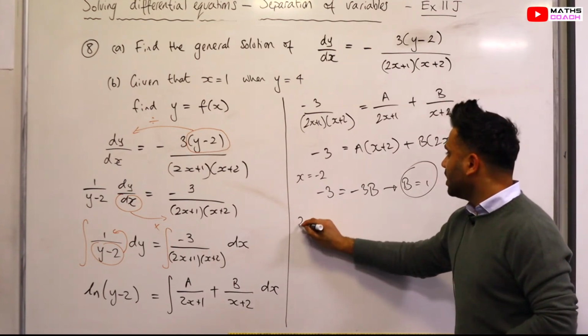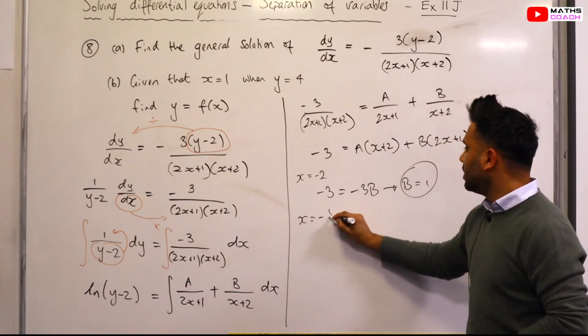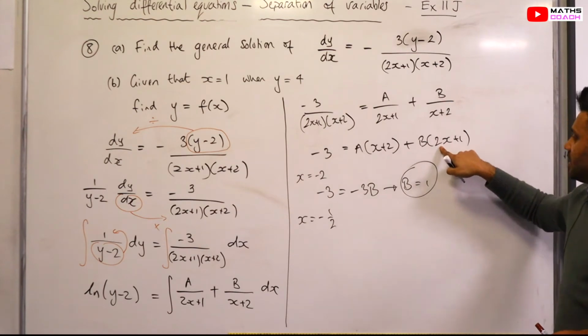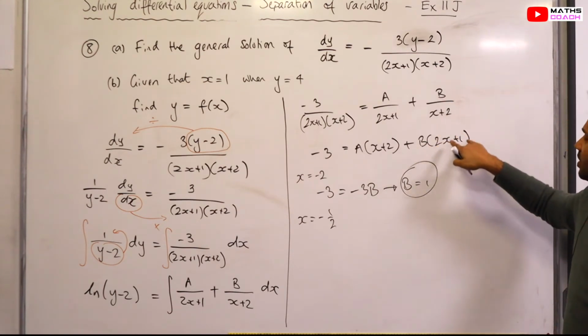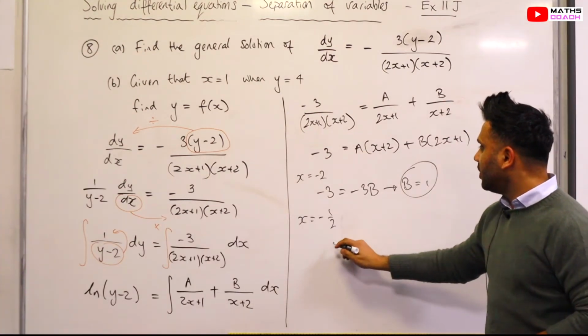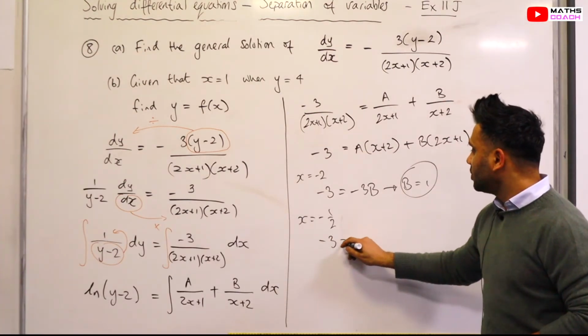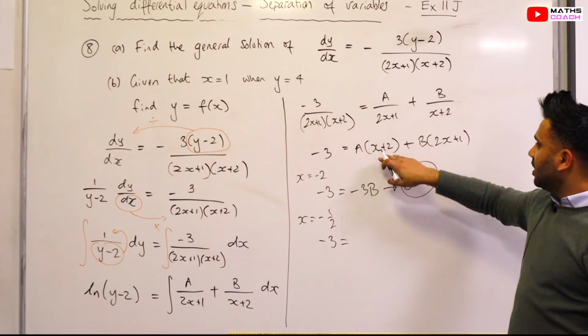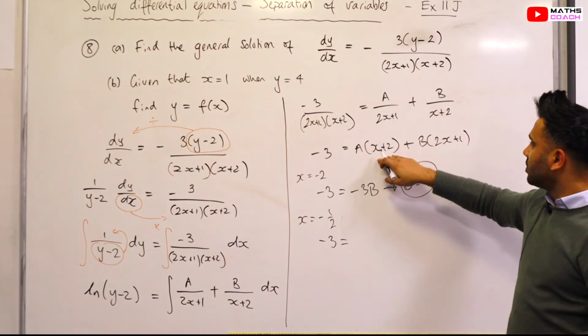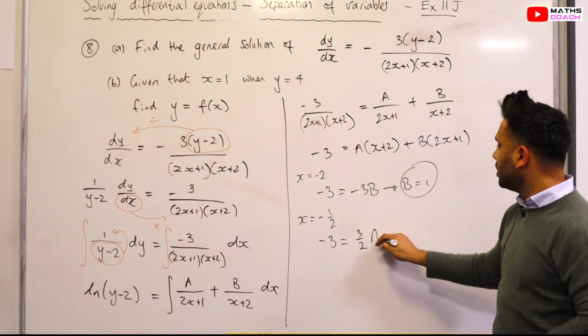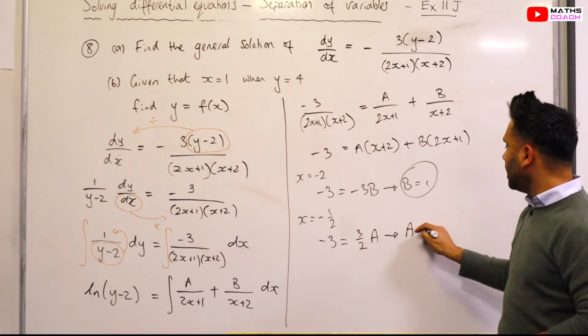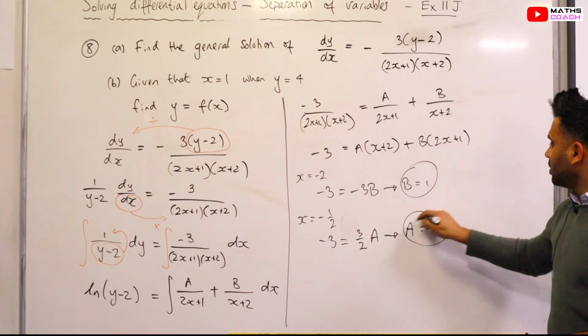If we now say x equals minus a half, we can see here that 2 times minus a half is minus 1. Plus 1 is 0, so that goes away. So when x equals minus a half, we get minus 3 equals, well, this goes away. So we get minus a half plus 2, which is 1.5, or in other words, 3 over 2a. That gives you a equals minus 2.